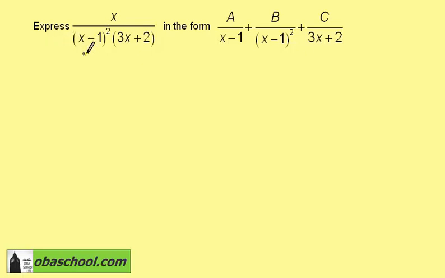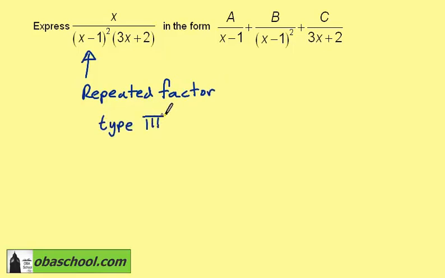We want to express x over (x minus 1) all squared times (3x plus 2) in the form a over (x minus 1) plus b over (x minus 1) all squared plus c over (3x plus 2). (x minus 1) all squared is known as a repeated factor. The x minus 1 essentially is there twice.